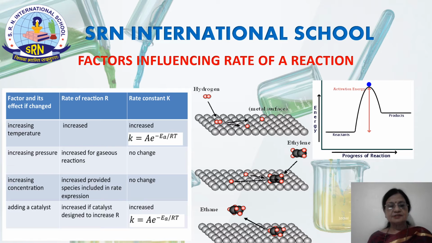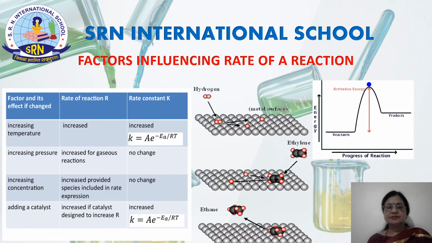When the pressure is increased, there is an increase in the rate of a gaseous reaction, but the rate constant remains the same. It doesn't change. When the concentration is increased, then rate of a reaction also increases, provided the species are included in the rate expression, and rate constant does not change. When a catalyst is added, there is an increase in rate of a reaction if the catalyst is designed to increase the rate of a reaction, and rate constant also increases.